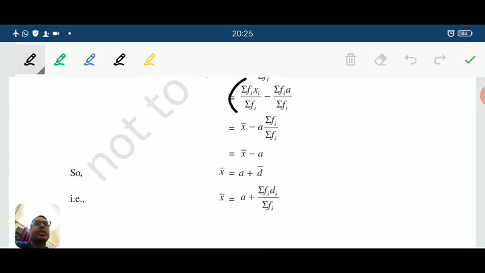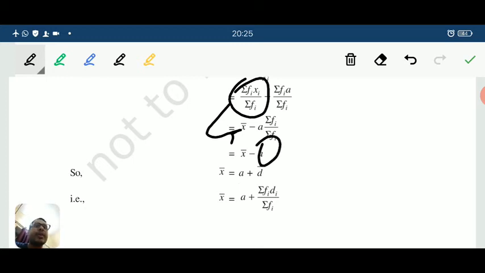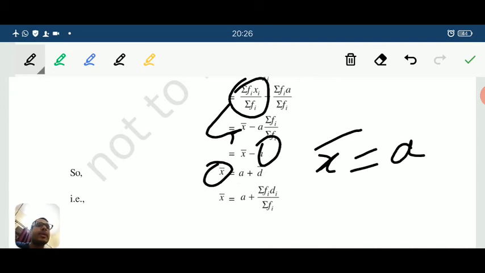Sigma Fi xi by sigma Fi means what? X bar. And sigma of Fi divided by sigma of Fi will get cancelled, and what you get is only a. So x bar is equal to a plus d bar. So you got d bar from the previous calculation, and you just add the assumed mean to it and you will get your mean.